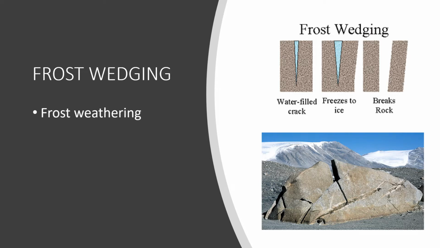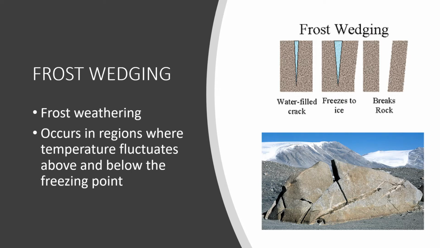Okay, so the first type of mechanical weathering is frost wedging. This is also known as frost weathering, and this occurs in regions where the temperature fluctuates above and below the freezing point, which results in a freeze-thaw cycle. What happens is that water that enters through the cracks and empty spaces of rocks expands as it freezes, as shown in the picture. The ice exerts enormous outward force, and when the ice thaws, water can flow further into the crack. The repeated freeze-thaw cycles weaken the rock and break it up into smaller fragments.